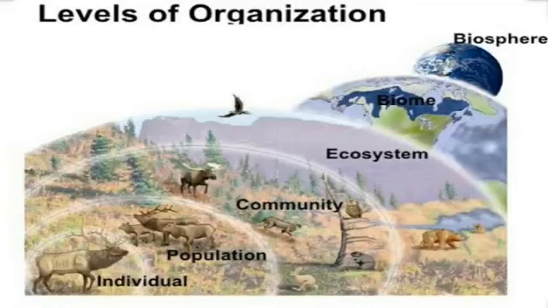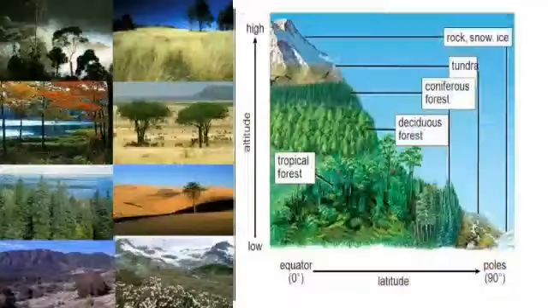Next to that we have biome, a large naturally occurring community of flora and fauna occupying a major habitat, for example forest, desert and so on. At the top we have biosphere. Biosphere is that layer of the planet Earth where life exists.